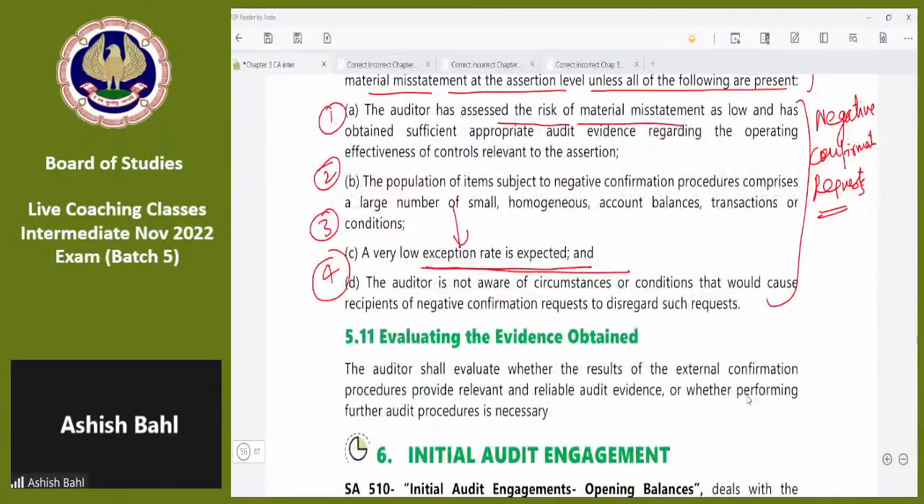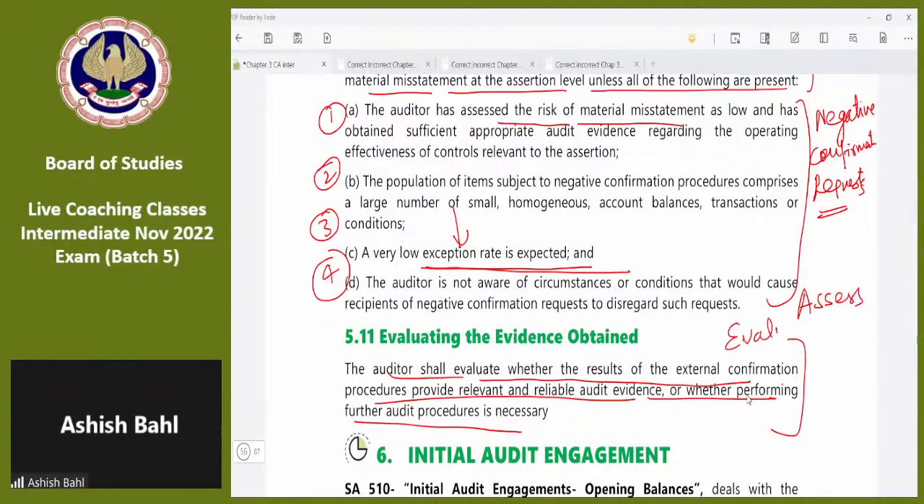Now, evaluating the audit evidence obtained. It means that whatever audit evidence the auditor has got, he has to assess it. He has to evaluate it. Any audit evidence has to be evaluated by the auditor. Okay. He has to assess its reliability. He has not to accept it blindly.